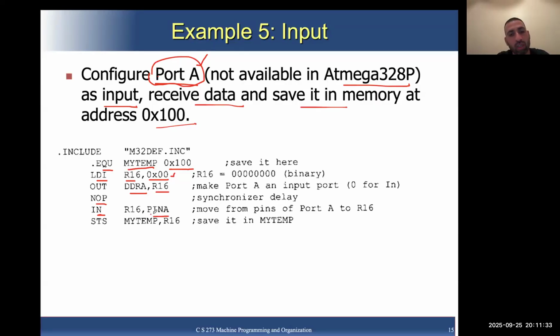And PIN stands for port input, right? Port input. So P and IN are combined together to make this pin, right? So this is actually the PIN register of port A. So we read the value from the PIN A register into R16, and then we store to the static memory the value of R16 at address my temp, right? So any questions here other than this nop thing?